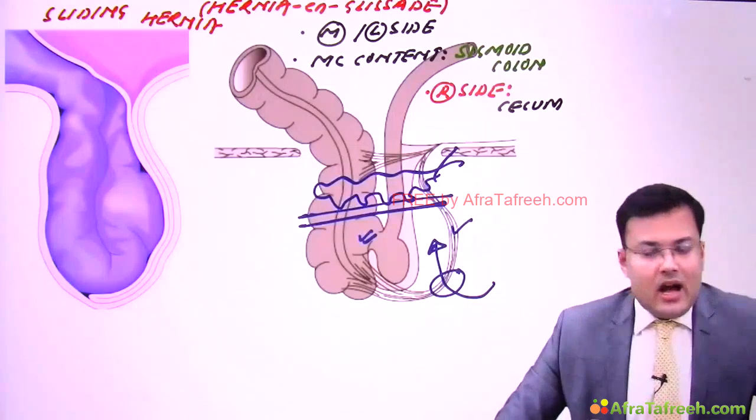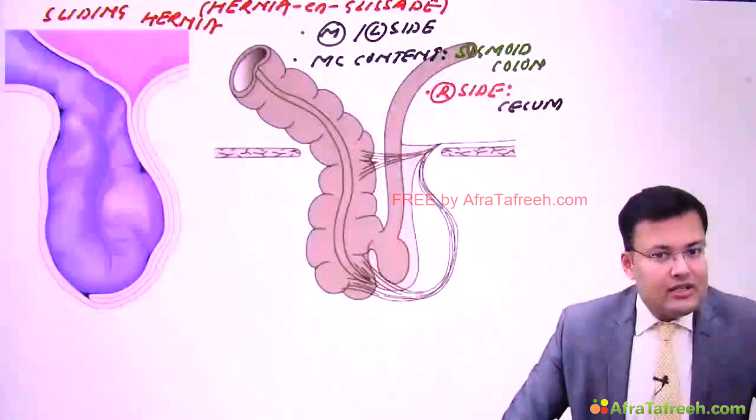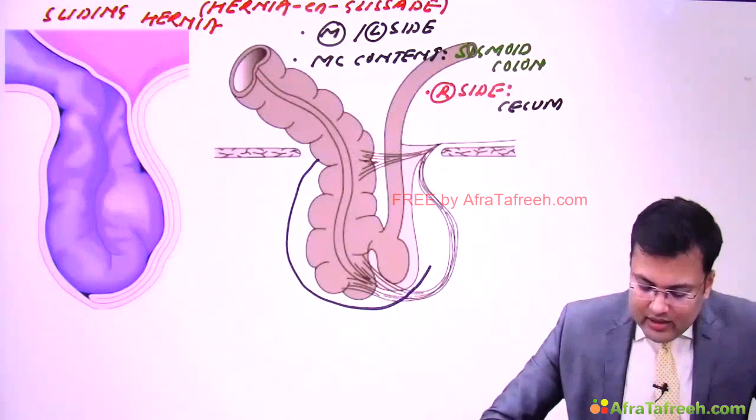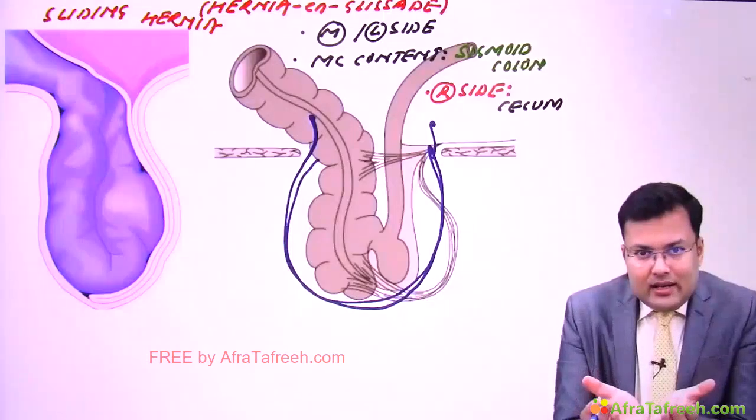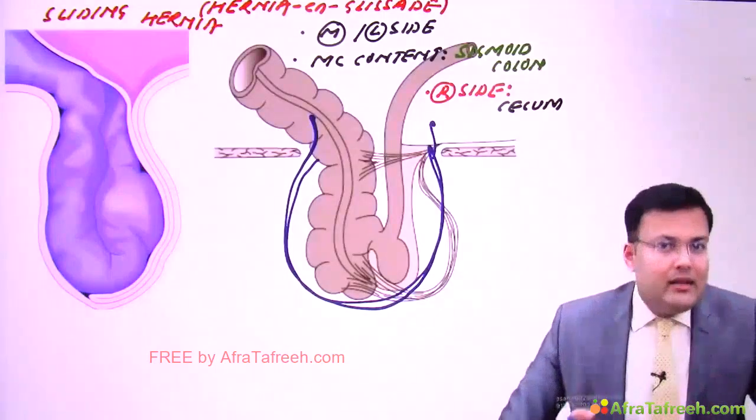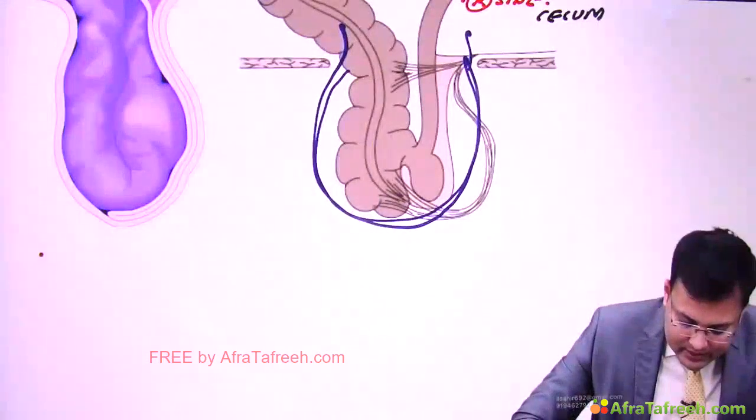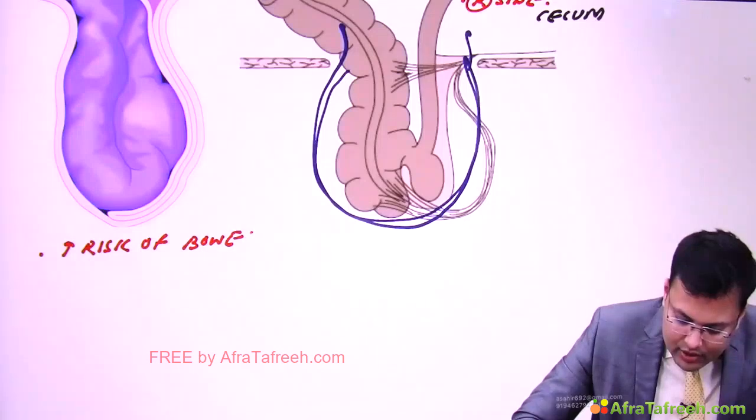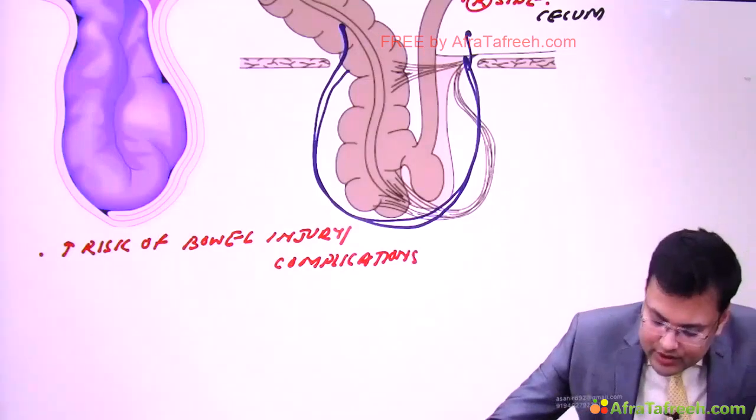So in such cases, how do we perform the treatment? Whenever we notice that the patient has a sliding hernia, here the organ along with the sac, meaning the sac and the content, is inverted back into the peritoneal cavity, and then we close the defect. So what's the problem here? There is an increased risk of bowel injury or complications during hernia repair. Simple.